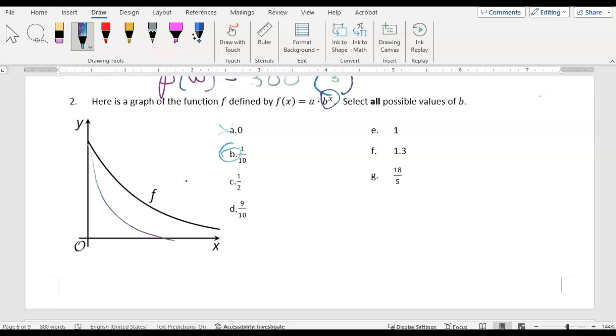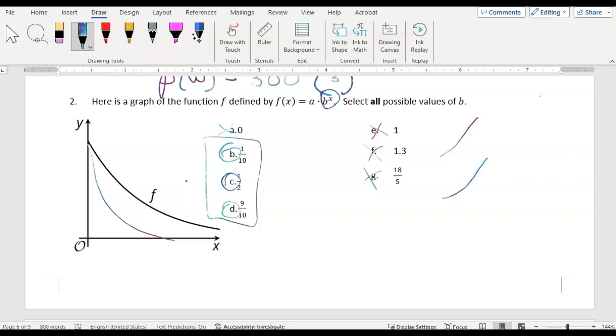It's a decay function. C is also a decay function. D is also a decay function. E would not be decaying. It would be staying the same actually, because we'd be multiplying by 1 a million times or however many times. 1/3 would be an increasing function, and 18 over 5 would also be an increasing function. So our best answers would be B, C, or D.